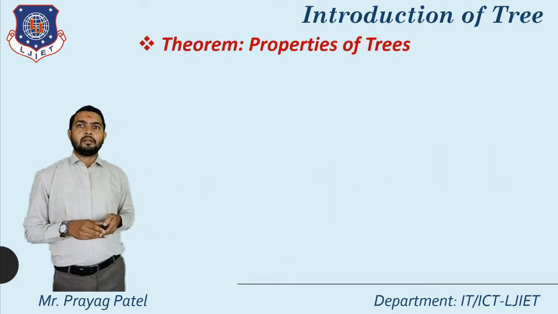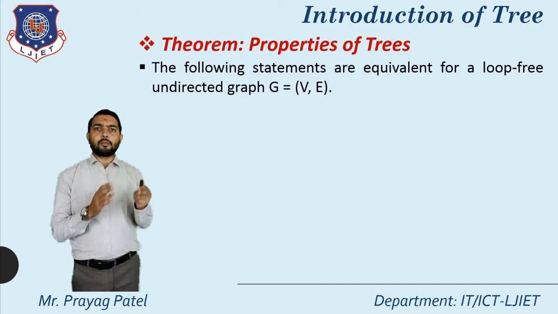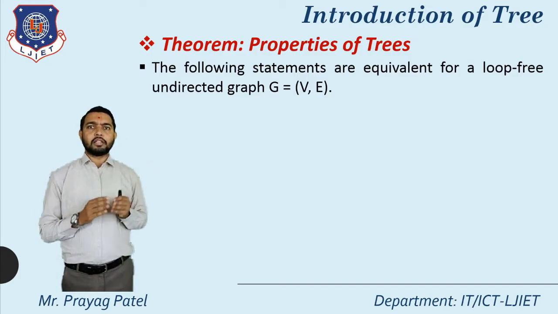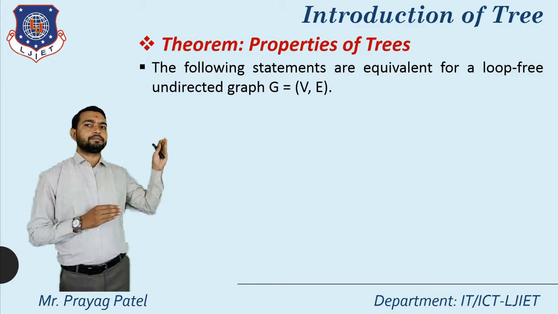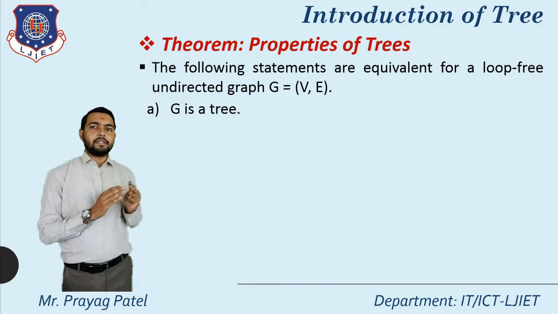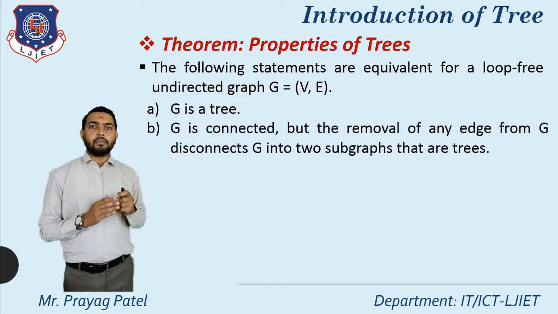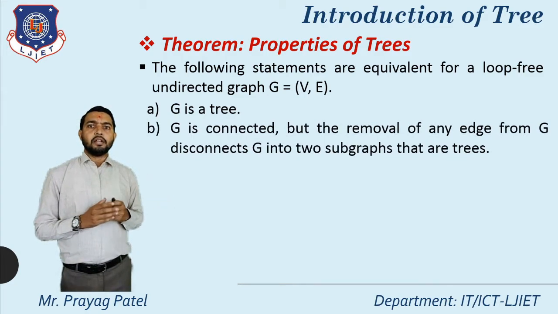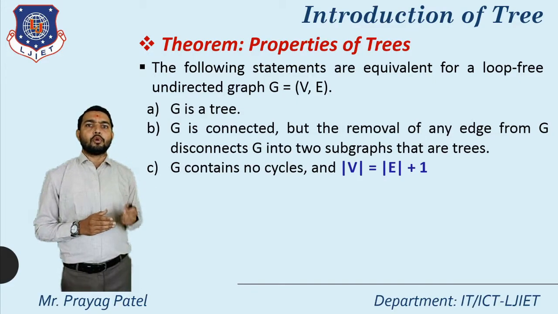Okay. So after that, some properties about the tree are available here. Understand some properties of the tree. It is also called the theorem about the tree. The following statements are equivalent for a loop-free undirected graph G equal to (V, E). Here G is a graph, V and E are the set of nodes and the set of edges. First, G is a tree. Second, G is connected, but the removal of any edge from G disconnects G into two subgraphs that are trees. Third, G contains no cycle, and |V| equal to |E| plus 1.